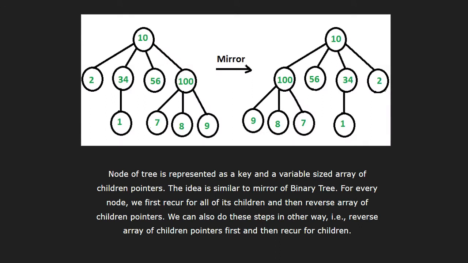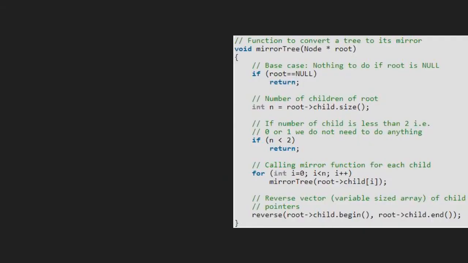A node of the tree is represented as a key and a variable sized array of children pointers. The idea is similar to the mirror of a binary tree. For every node, we first recurse for all of its children and then reverse the array of children pointers. We can also do these steps the other way, that is, reverse the array of children pointers first and then recurse for children. Now, let us see the algorithm.